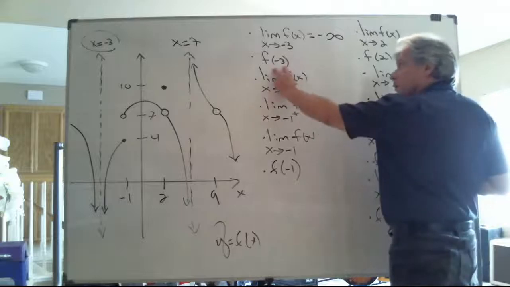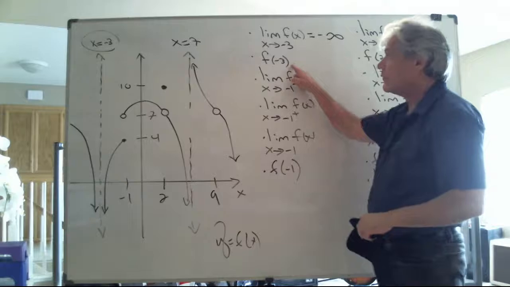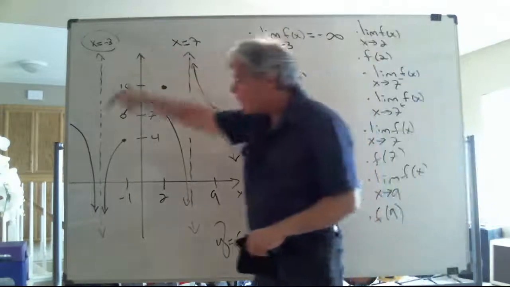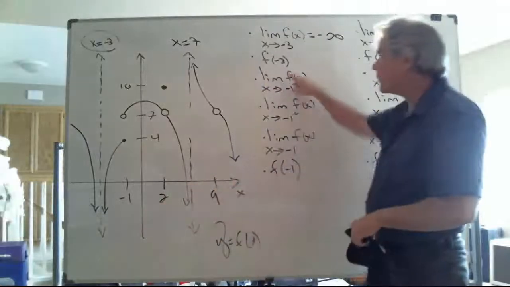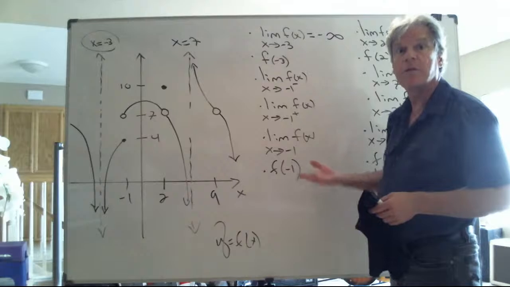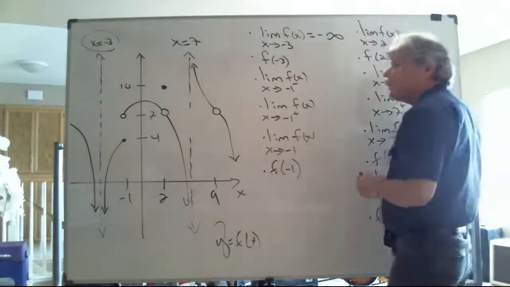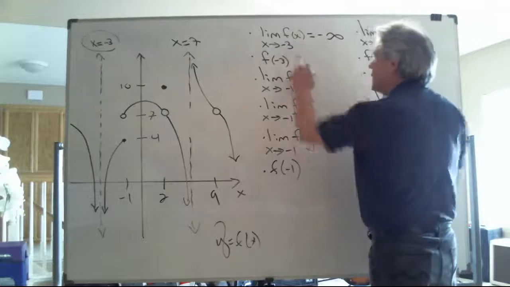This is not a limit question. This has nothing to do with movement. I'm simply asking, if you jump, plant your feet at -3 on the x-axis, look up or down, can you identify what the corresponding y value is? And the answer is no, I can't. There's a vertical asymptote there. So I will say that f is undefined at -3.